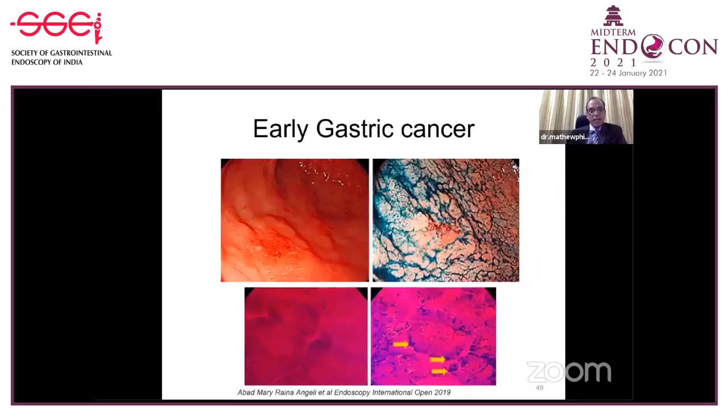This is an early gastric cancer, reported by a Japanese group, and you can see it in white light there. This is a small tumor. On chromoendoscopy, you can see it's well defined. And then on endocytoscopy, you can see this is the normal looking area, and this is the abnormal looking area, which is shown with the yellow arrows. Next slide.